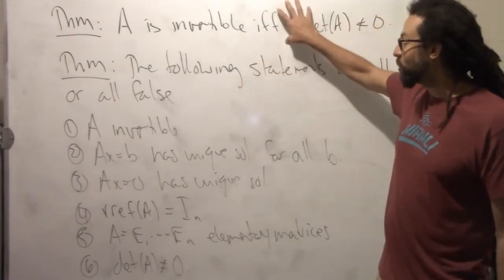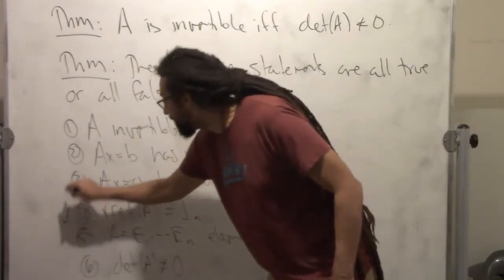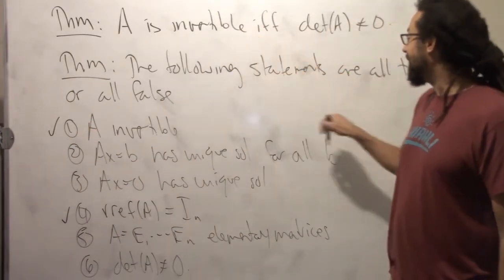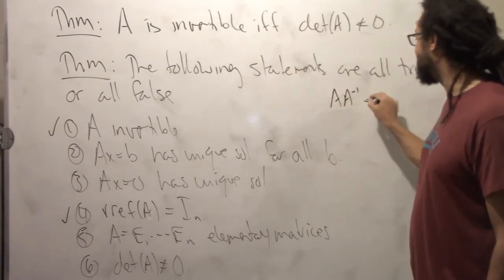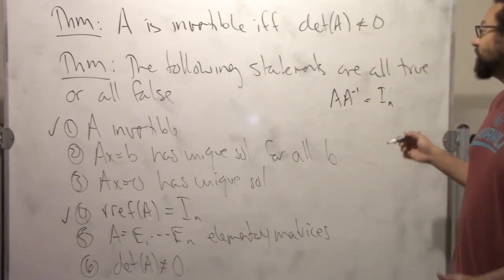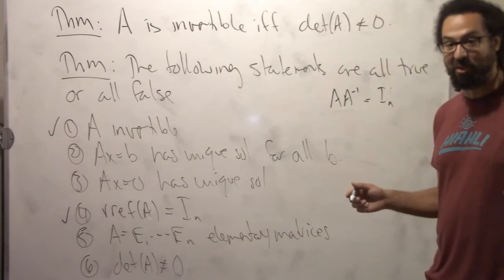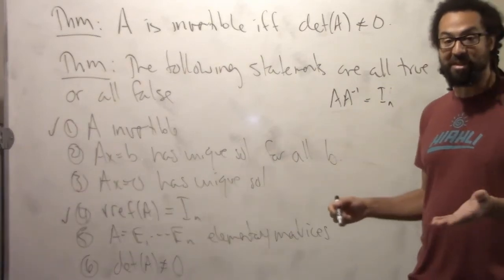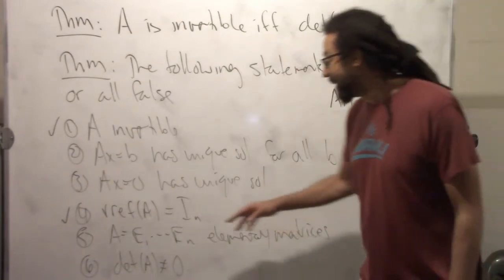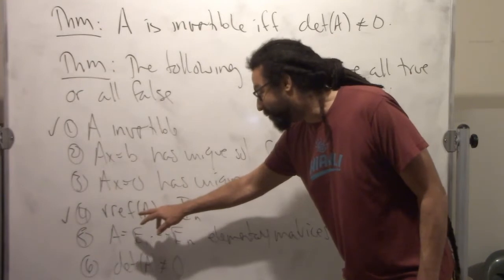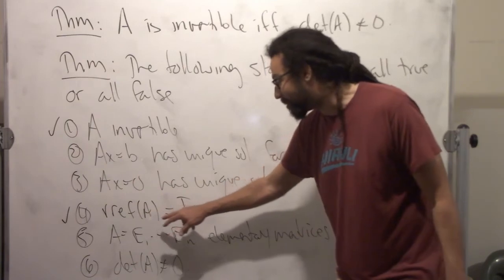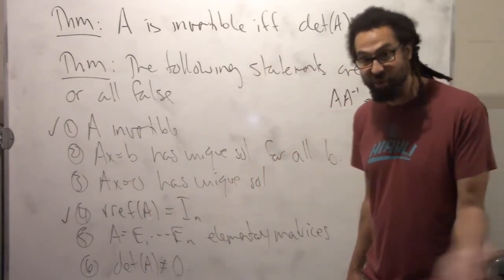And again, what is the reason for this? It's really because these two things say the same thing. If A is invertible, then that means A times A inverse is equal to the identity. And so we know that the determinant then cannot be equal to 0 because the determinant of A inverse is 1 over the determinant of A. It can't be 0. And then conversely, if you take the reduced row echelon form of A and you don't get the identity, that means you do have a row of zeros.